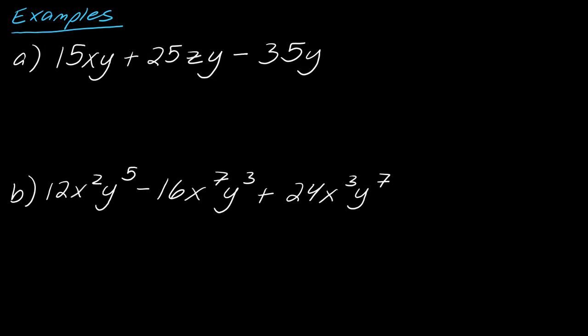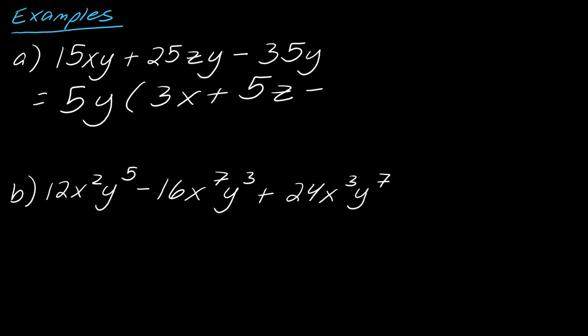So for example A, the GCF here would be 5y. So looking across at all the terms, all three definitely have a y in them, and then all three are definitely divisible by 5. So if I factor out the GCF, this is going to be 3x plus 5z minus 7.